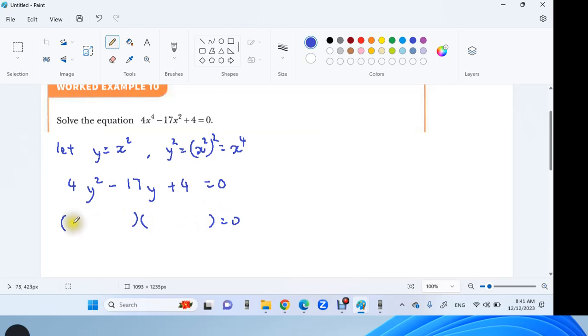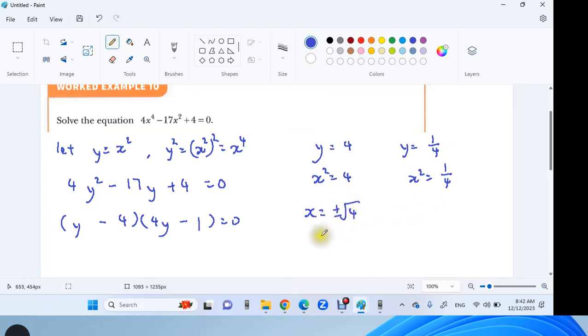We can open the bracket, then we have y and 4y, 4 times 1, then negative, negative. So then we have y equal to 4 and y equal to 1 over 4. After that, we sub y is x squared here. So x squared equal to 4 and x squared equal to 1 over 4. Then x is plus minus square root 4, that is plus minus 2. So x is plus minus square root 1 over 4, that is plus minus half.